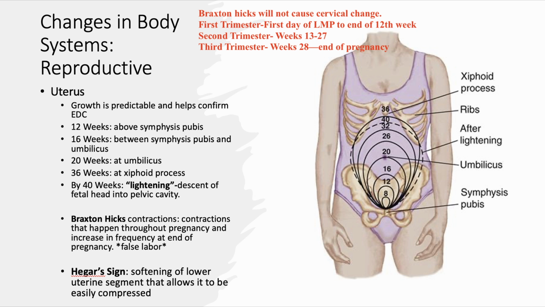There's some reason why that baby's now not growing, and that therefore that uterus isn't growing. So by 40 weeks, right, so 36 weeks, it's all the way up in the xiphoid process. Mom feels like she can't breathe.